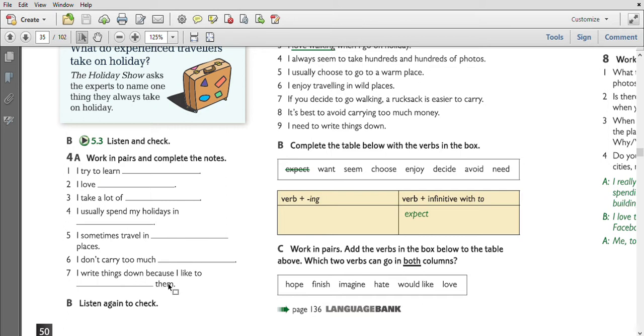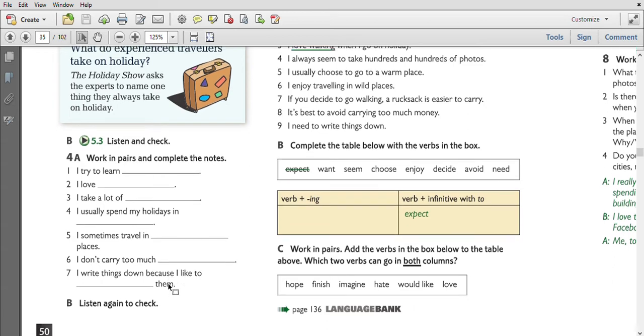So, the first we add a few words of the language, the second walking, the third photos, the fourth a warm place, the fifth wild, the sixth money, and the seventh remember.